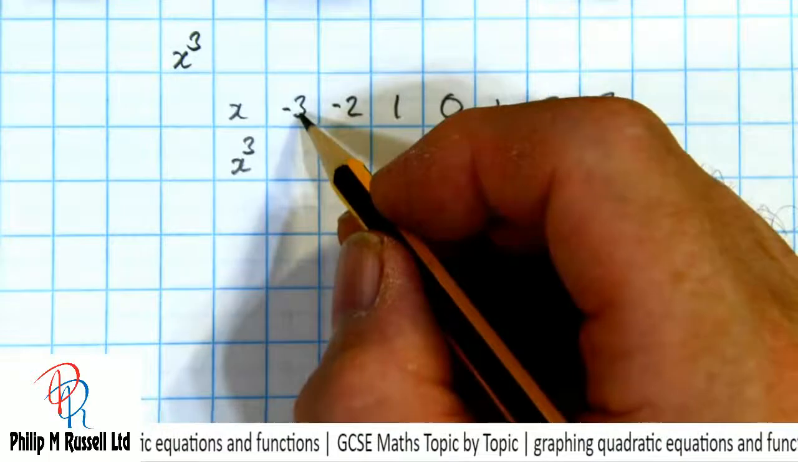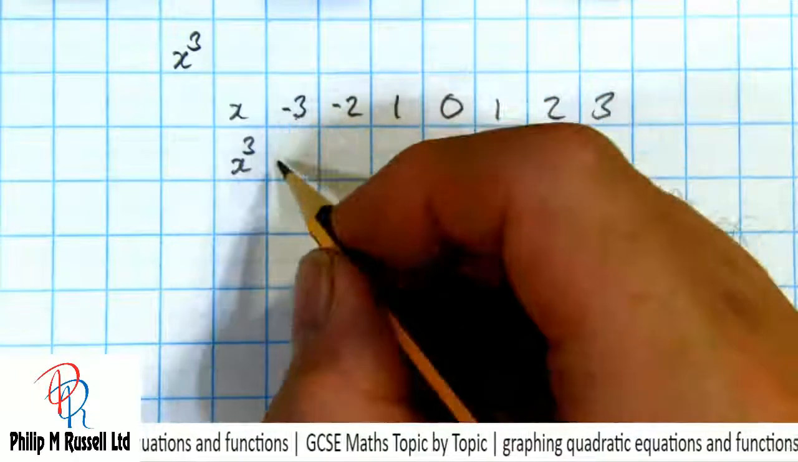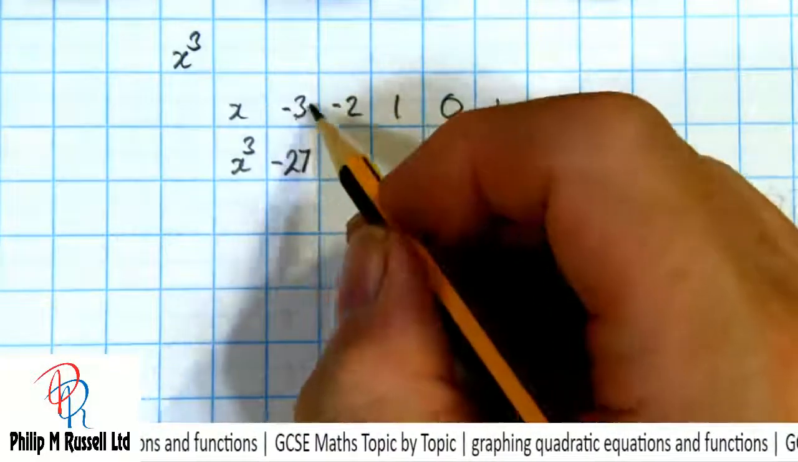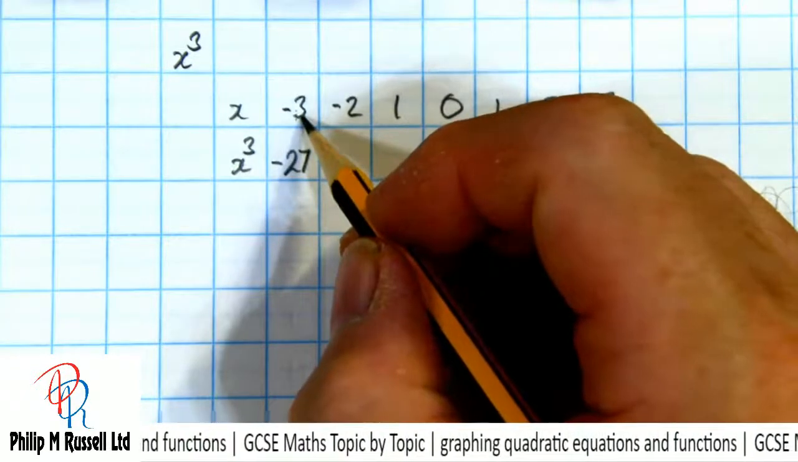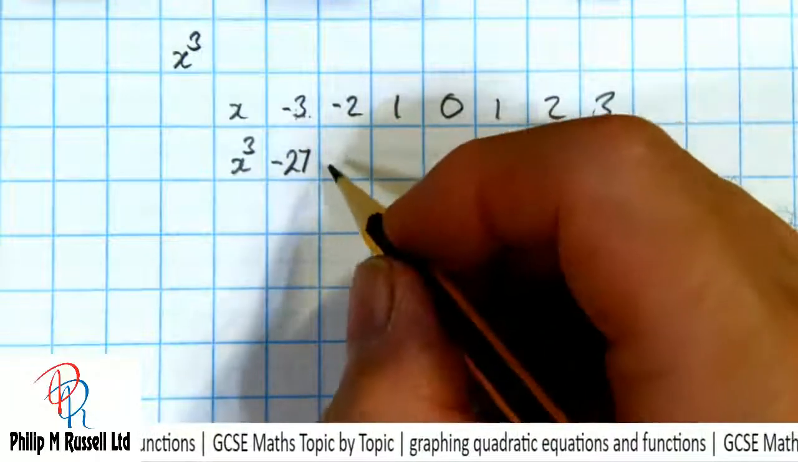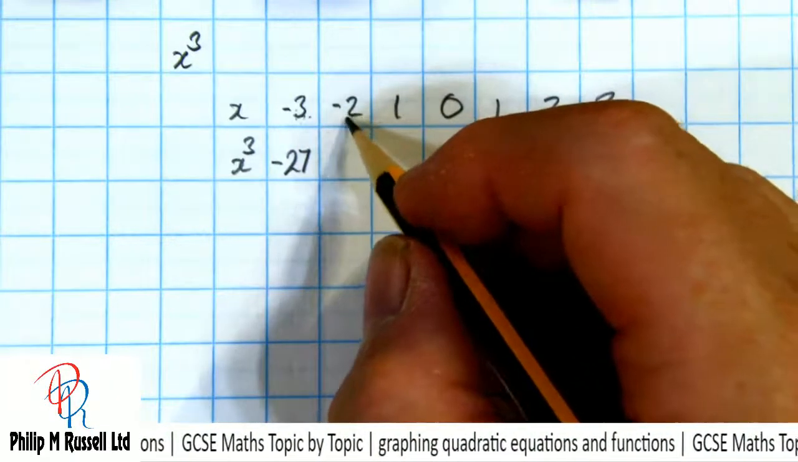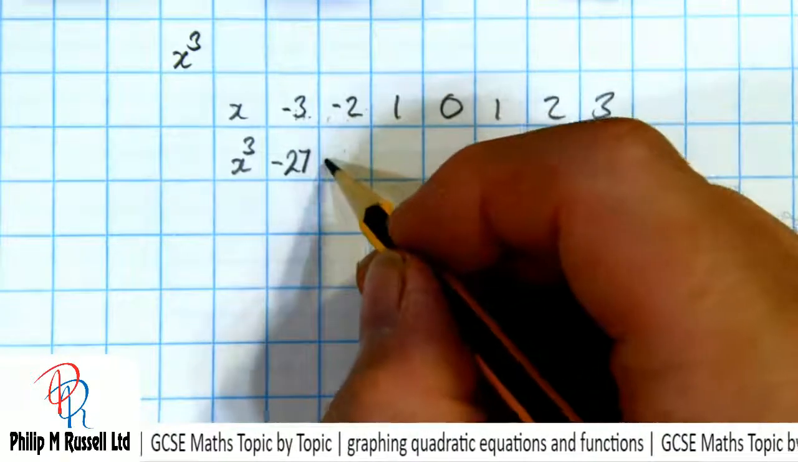So 3 3s are 9, but 9 3s are 27. So -3 times -3 gives me +9. +9 times -3 gives me -27. Then -2: -2 times -2 gives me 4. But 4 times -2 is -8.